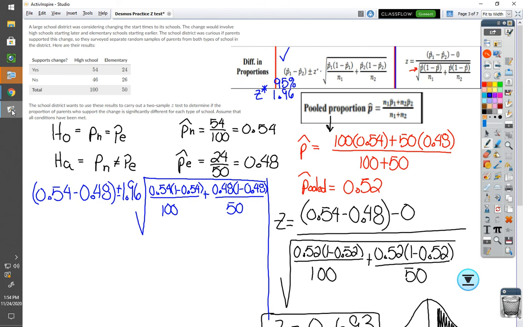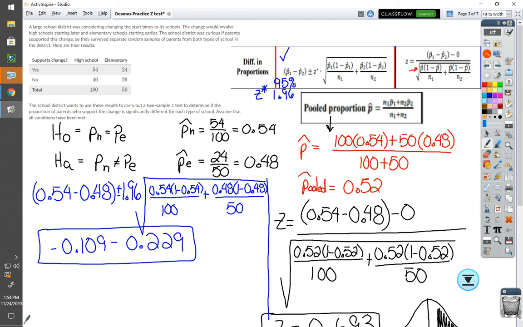So the CI value for this instance will be between negative 0.109 and 0.229. We weren't asked for that, but it's nice to review how to get that value. When we come back, we'll work on a single mean and we'll work on the difference of two means.